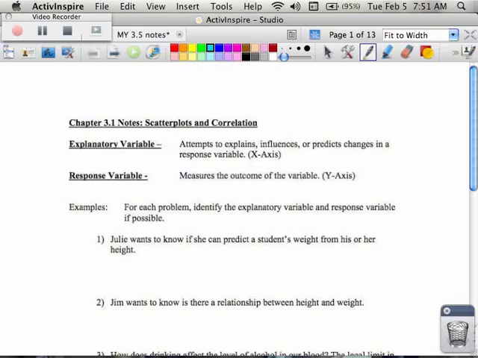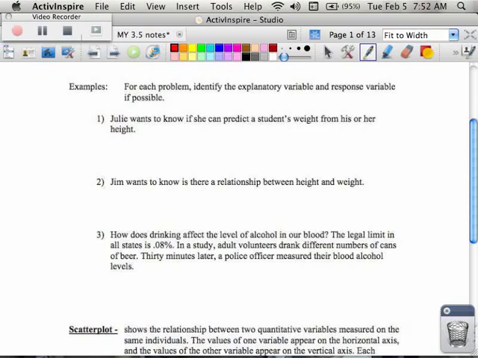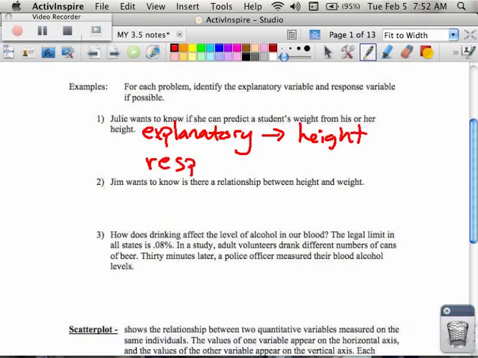Down below, in each problem, we're going to talk about what the explanatory variable is and what the response variable is, if it's possible. And so in number 1, Julie wants to know if she can predict a student's weight from his or her height. So in this particular example, the explanatory variable is the thing that's the input, or in other words, what we would call the x. And so that would be the height. So you enter in the height, and out pops the weight, because that's what you're trying to predict. That means the response variable is going to be the weight.